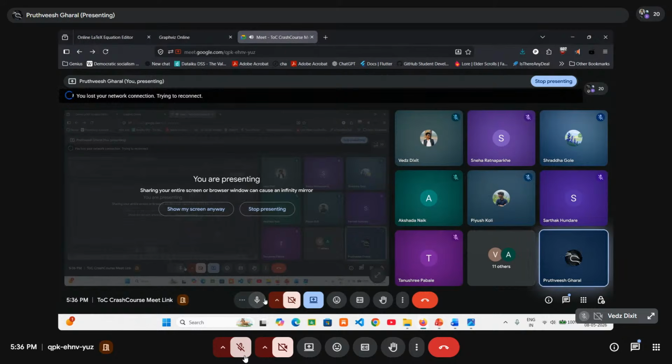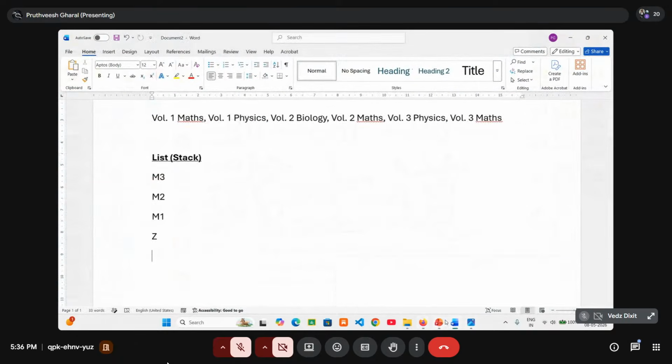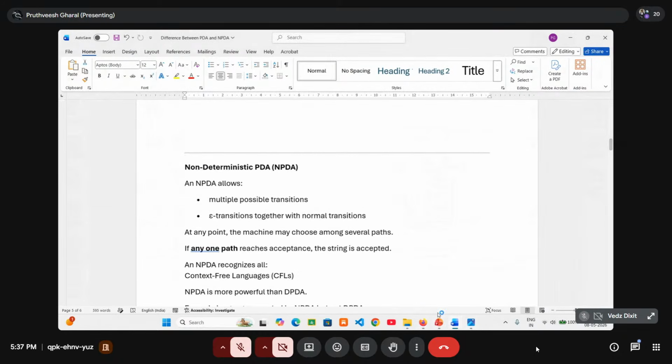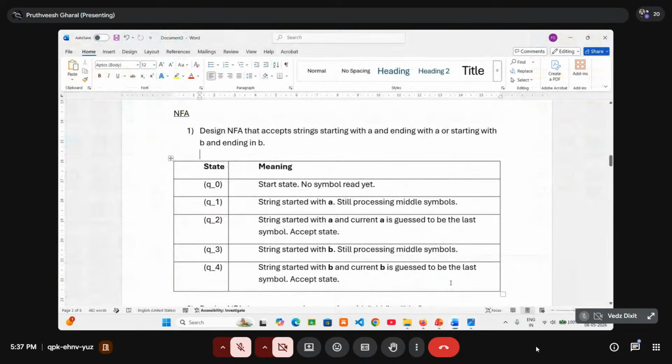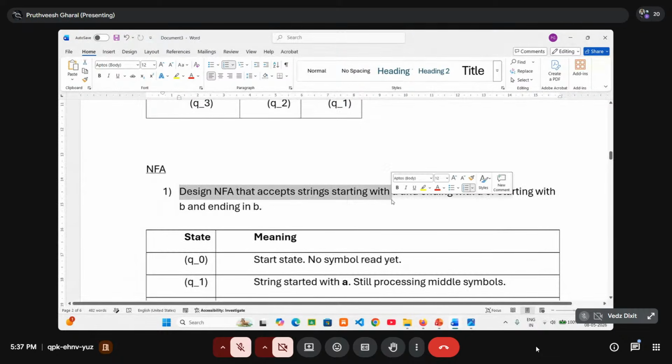Okay, so I will continue on the next set of problems. Now we'll try to solve the NFA problems. NFA, as we discussed, is non-deterministic finite automata. And how it is non-deterministic, we'll try to see what its nature is.